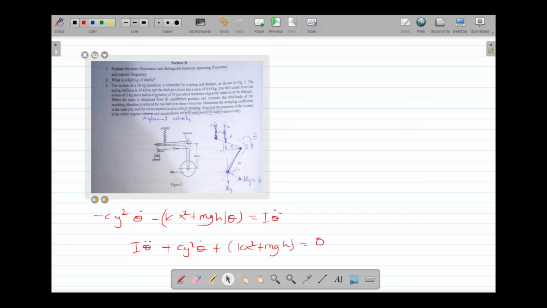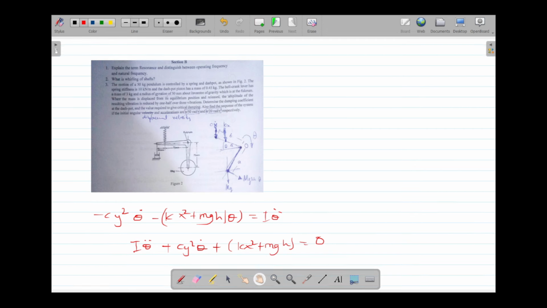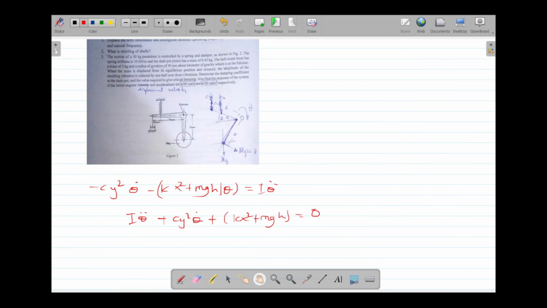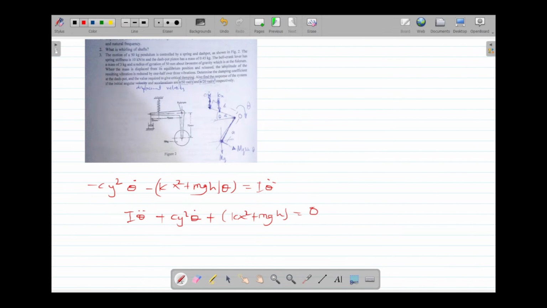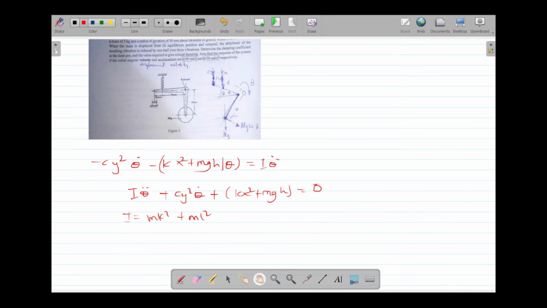All right, so let's continue. So from here, I have the equation of motion. All right, and then equation of motion is this. We need to find the values one by one. So the I I said is what? The I for the pendulum plus the bell crank. The bell crank mass, so the formula is mk squared plus m L squared or mh squared. So the m for the bell crank, so let me just put bell here and then the pendulum here.